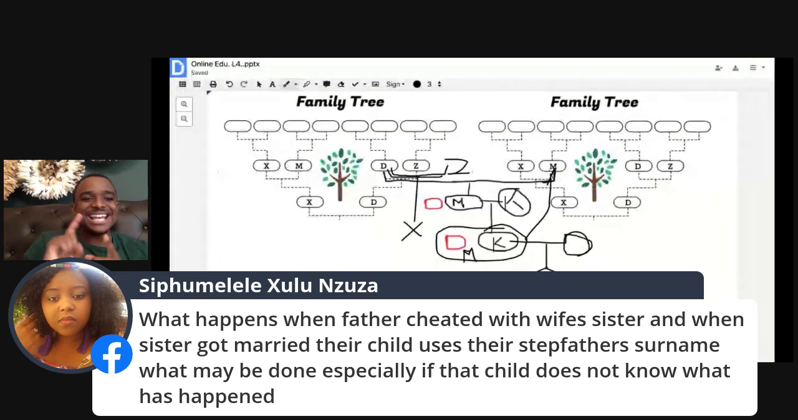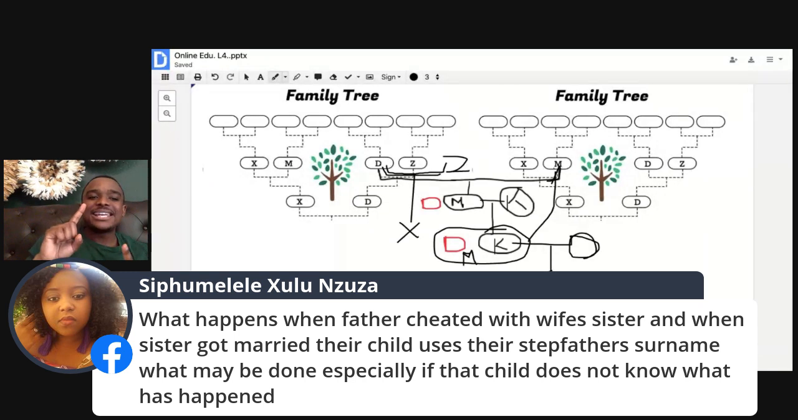Therefore, that child cannot take the stepfather's surname. If she wants to be married, sure, not a problem. She must remarry, live her best life, and give that man as many other kids as he wants. That's fine.